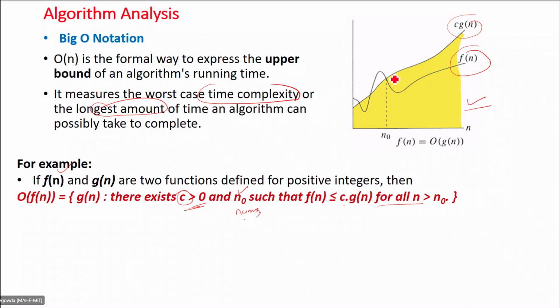If you look at the diagram at this point, for n equal to n naught, and for all values of n greater than n naught, your function f of n takes less time compared to the other function, denoted as c into g of n. Here c is an arbitrary constant.